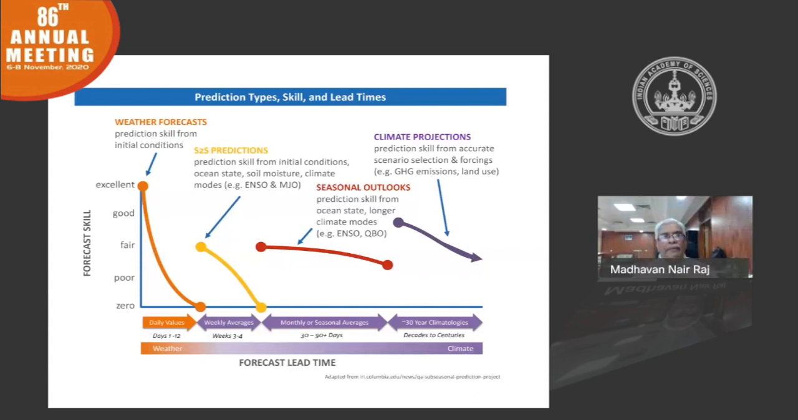Then in between we have some skill from the extended range forecast, which we call S2S predictions. That was not well developed in the earlier days, but now we do a lot of research on S2S predictions, and we have a prediction system for extended range forecast. Then seasonal forecast, we have been doing it for more than 100 years, and there is skill there, and also skill in climate projection. But these are all below the weather prediction skill, which we should understand. So these are the different forecast ranges and also how the skill goes.